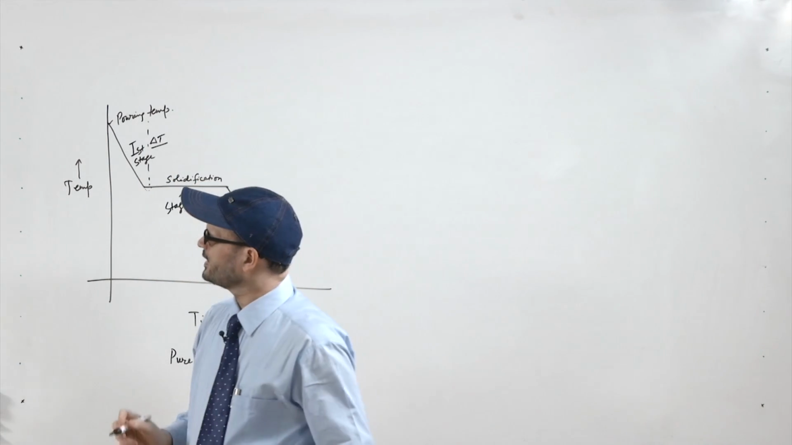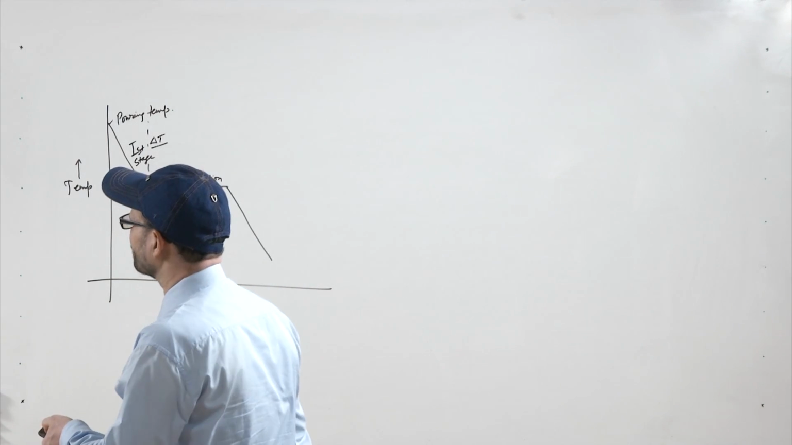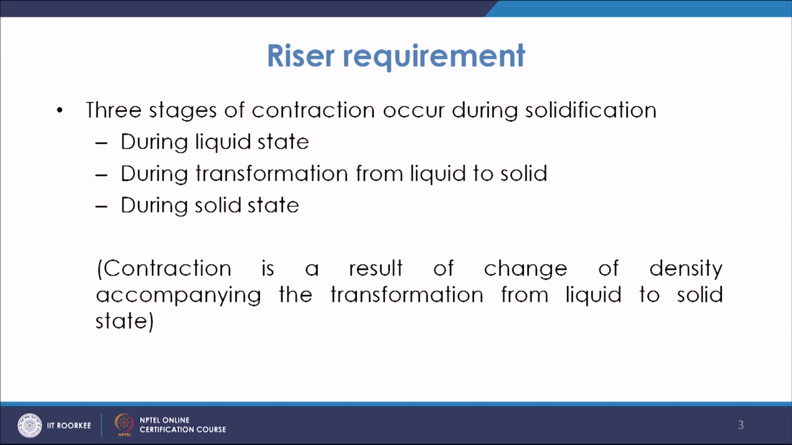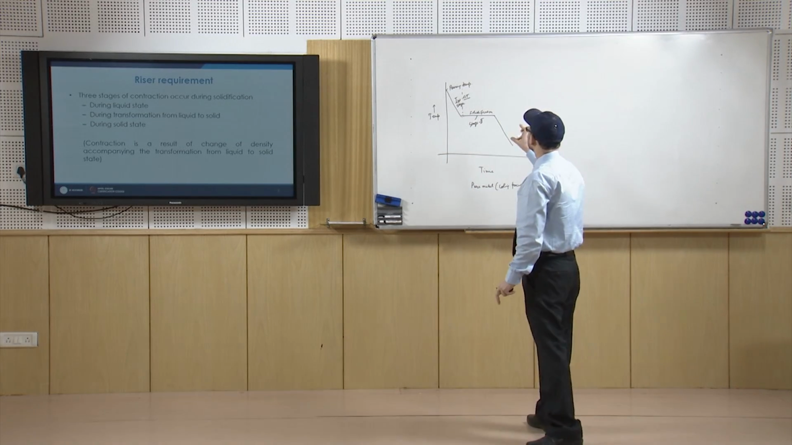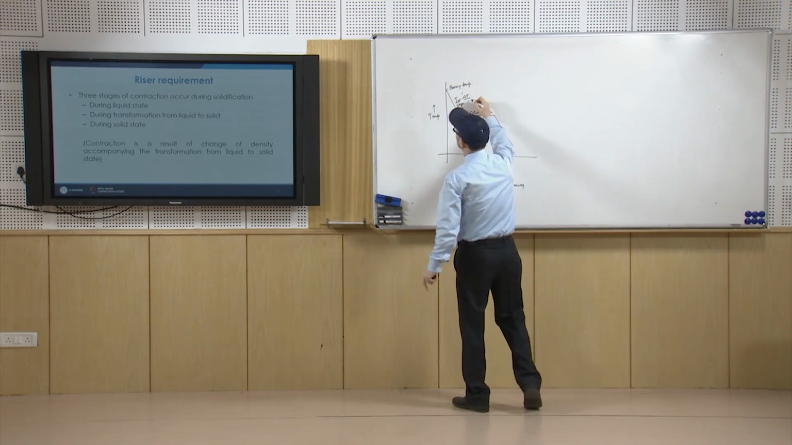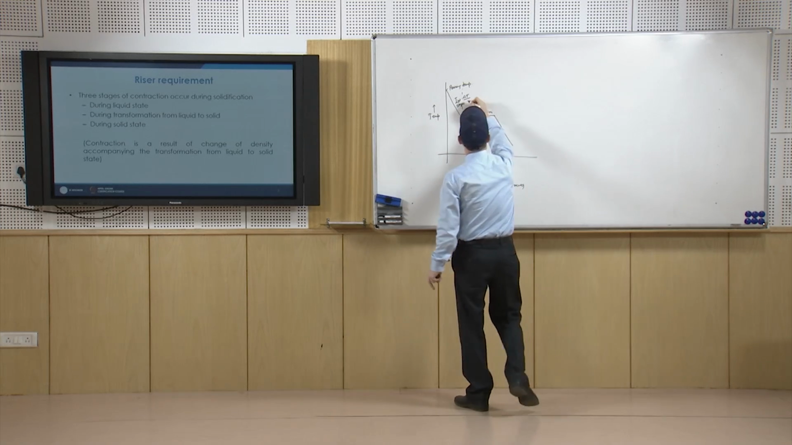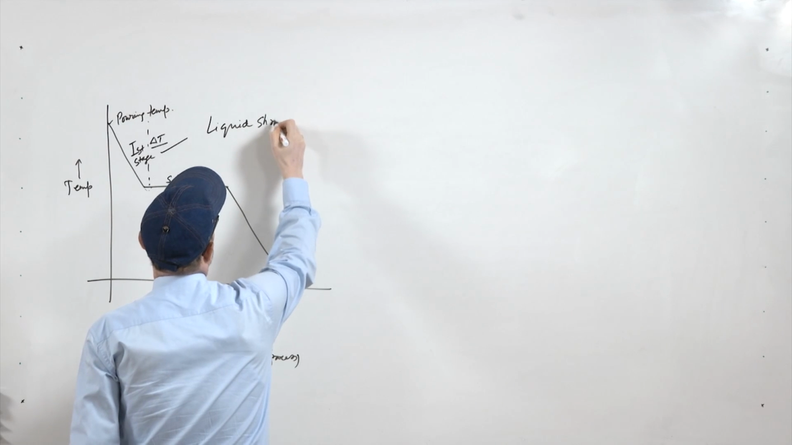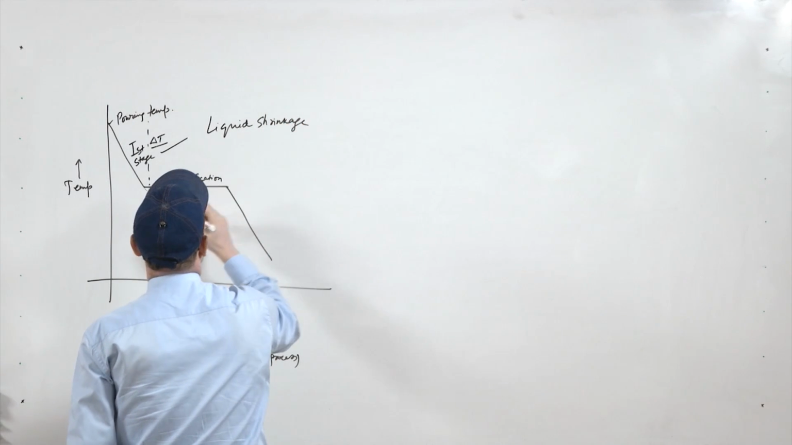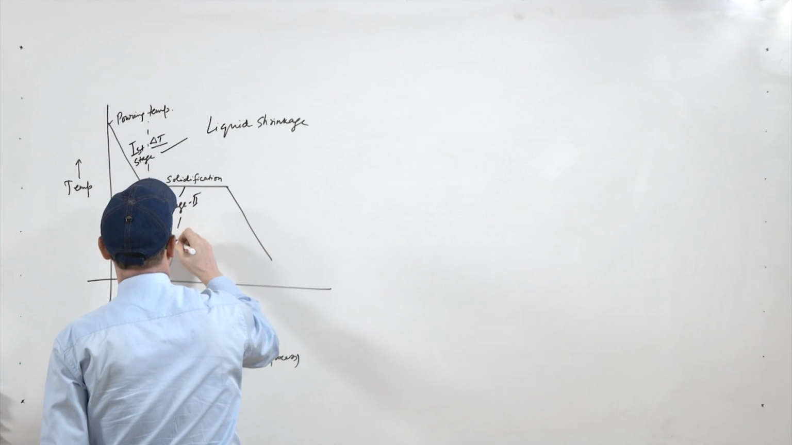So, this is stage 2, that is during the transformation from liquid to solid state. When the liquid state is changing to solid state, that contraction is known as the stage 2 contraction, that is solidification shrinkage. So, this is liquid shrinkage, and this stage is known as solidification shrinkage.